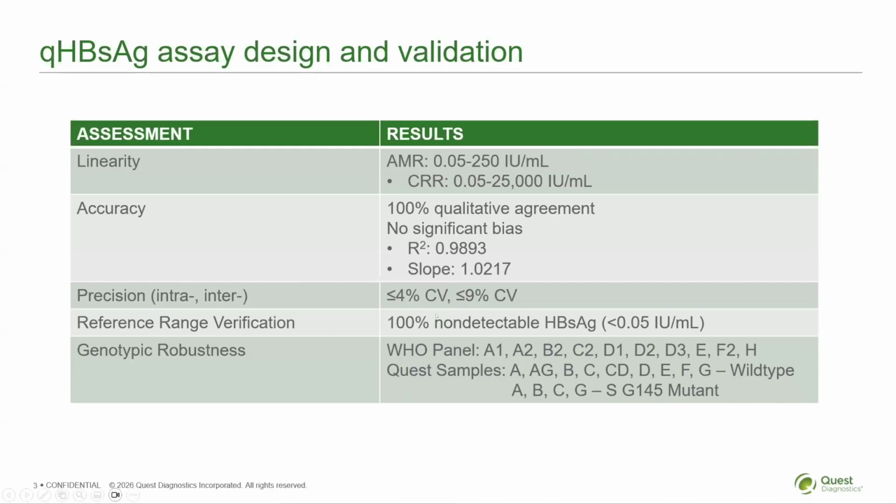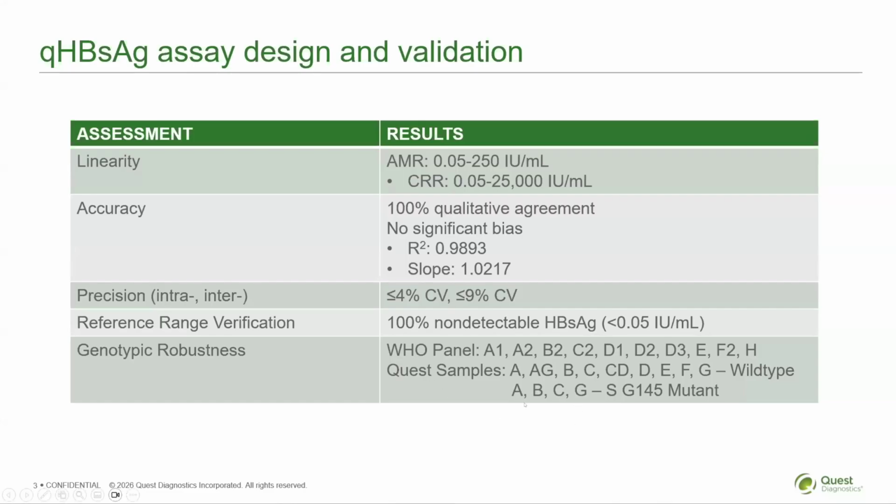We did that using both a panel that's available through WHO that includes these genotypes, as well as samples that were submitted to Quest for our separate HBV genotyping assay. So as you can see here, we have coverage through all the genotypes listed here, as well as some that we included as escape mutants that we detected using our genotype assay.